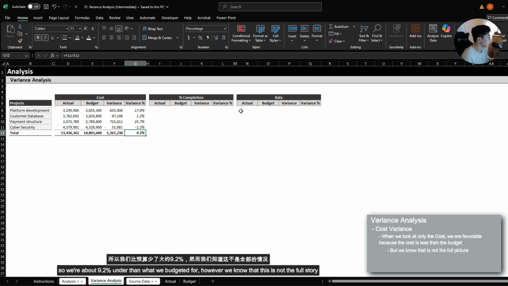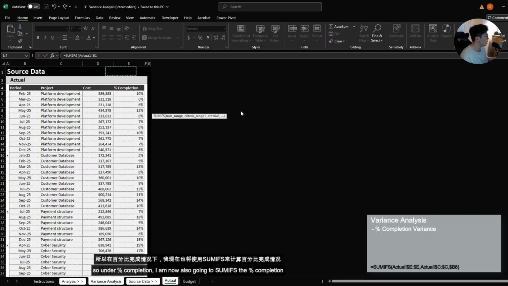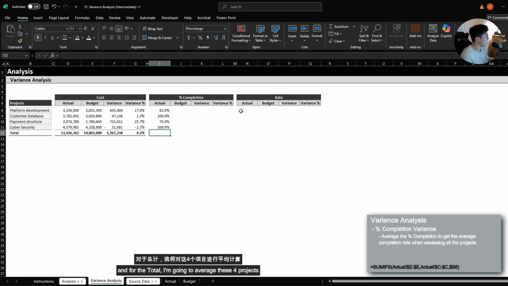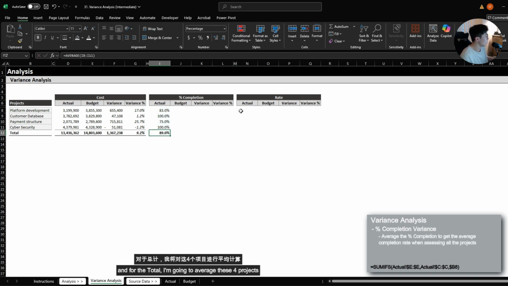However, we know that this is not the full story. So under percentage completion, I am now also going to SUMIFS the percentage completion. And for the total, I'm actually just going to average these four. So on average, we completed about 89% of all our initiatives.